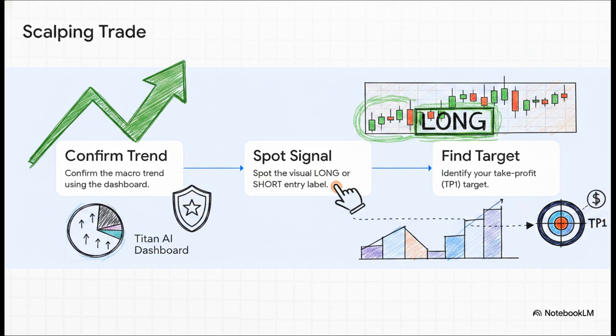So how do all these visual cues actually come together into a usable system? Well, your typical scalping workflow boils down to 3 precise steps. Step 1. Confirm the macro trend by glancing at your dashboard, so spotting that bullish status. Step 2. Wait for your visual entry signal on the chart, like one of those green long boxes. And Step 3. Immediately identify your take profit target so you know exactly where your exit is. It takes a totally chaotic gold chart and turns it into a calm, step-by-step checklist.